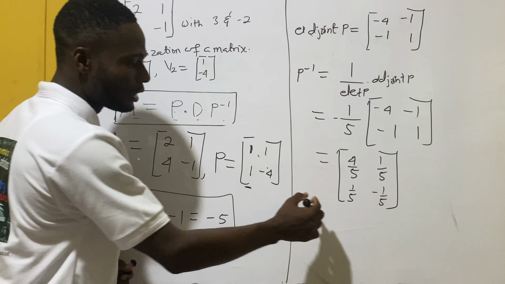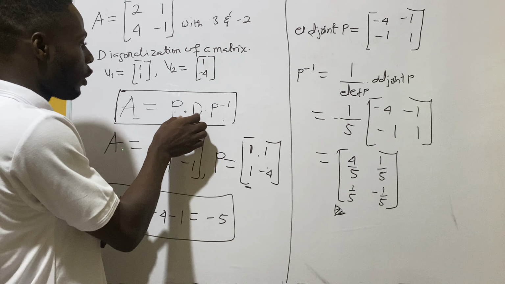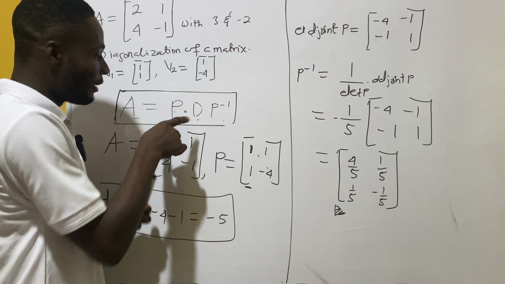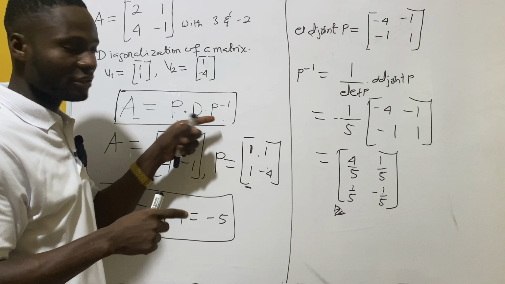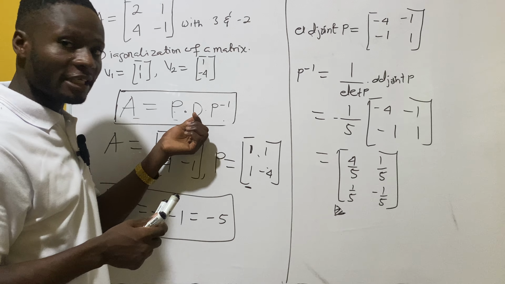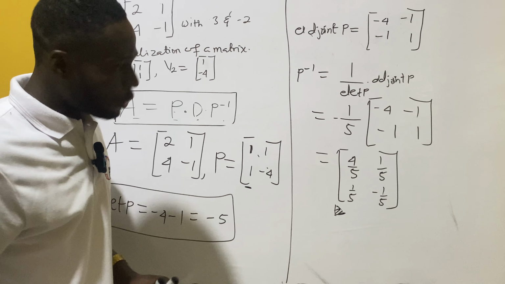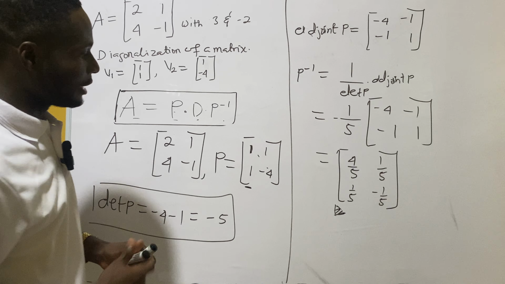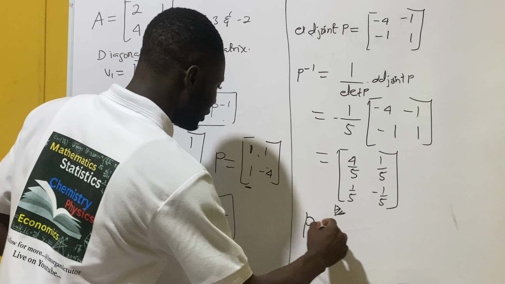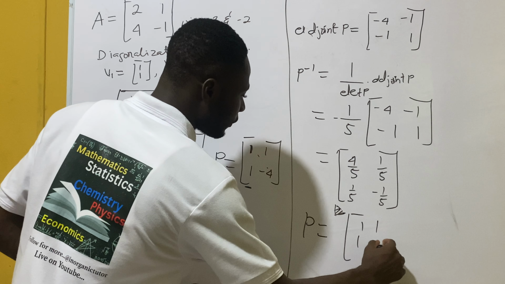Once we have the inverse of P, we can go ahead and obtain the D. Because we have our A, we have our P, we have our P inverse. So how do we get a D, the diagonal matrix? Let's go from here. Let me write the P somewhere here. So we have P to be 1, 1, 1, 4.